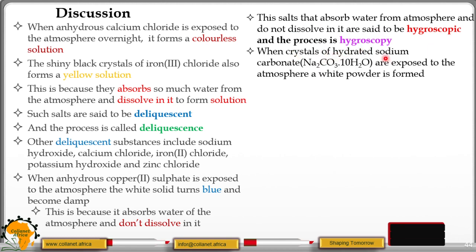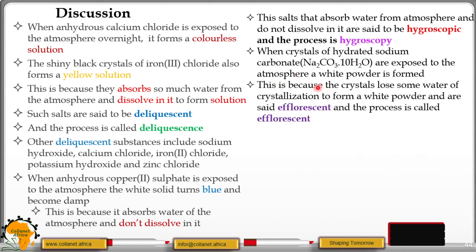When crystals of hydrated sodium carbonate, that is sodium carbonate decahydrate, are exposed to the atmosphere, a white powder is formed, which means they lose the water of crystallization. This is because the crystals lose some water of crystallization to form a white powder and are said to be efflorescent. So those salts that lose their water of crystallization to the atmosphere once they are exposed to it are referred to as efflorescent compounds, and the process is referred to as efflorescence. So correct this one. This one should be efflorescence.